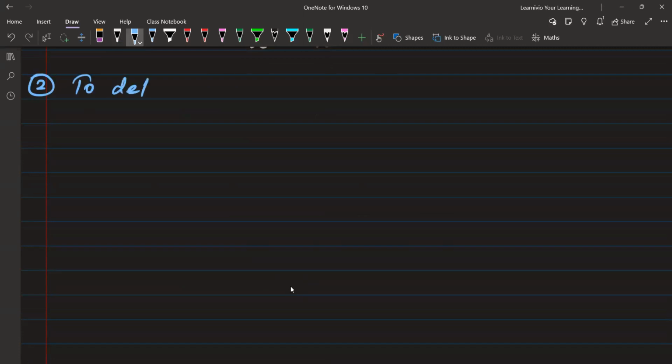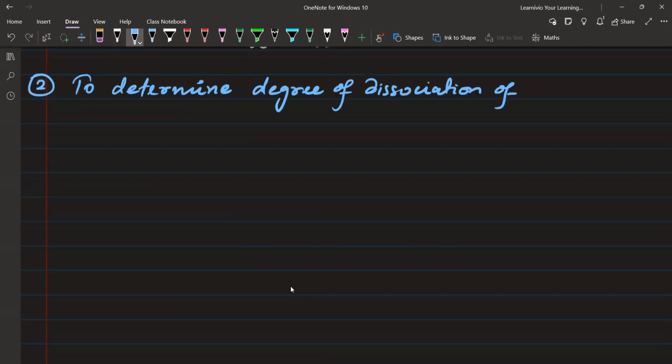To determine degree of dissociation of weak electrolyte. You know that degree of dissociation is equal to alpha, and what does alpha tell you? For example, if alpha is 0.1, that means 1 out of 10 is being dissociated.